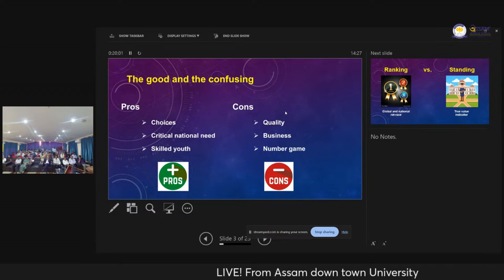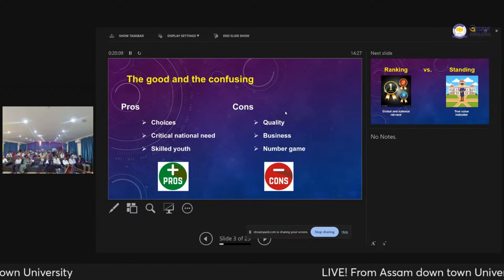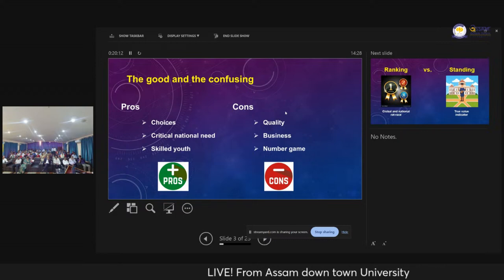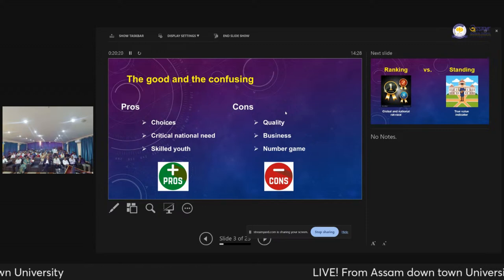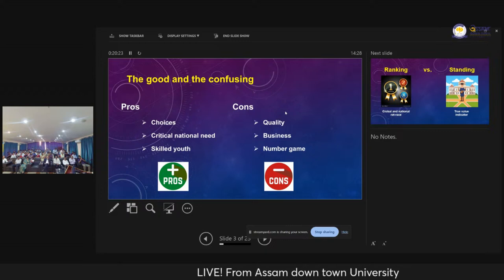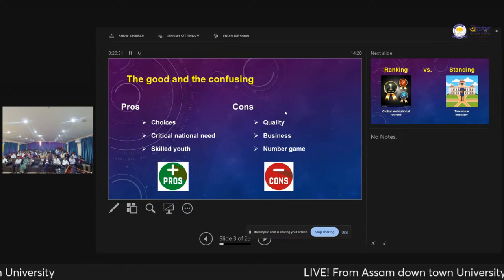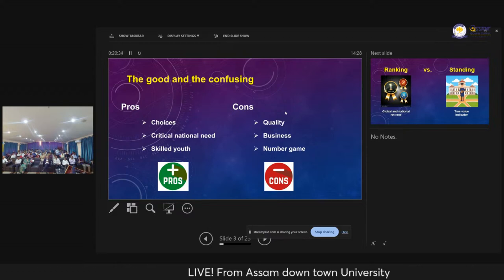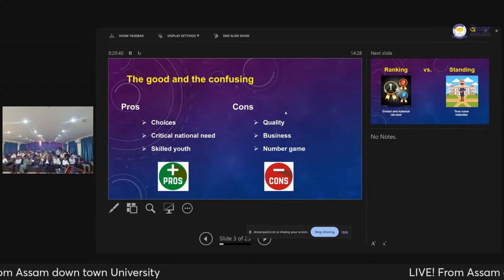On the flip side, so many universities have come up that students are really confused about what to choose, where to go, why to go, and where to spend the money. Parents are also wondering where to send their kids. This is where the significance of education becomes very important: are these mushrooming, newly started universities investing in research or not?